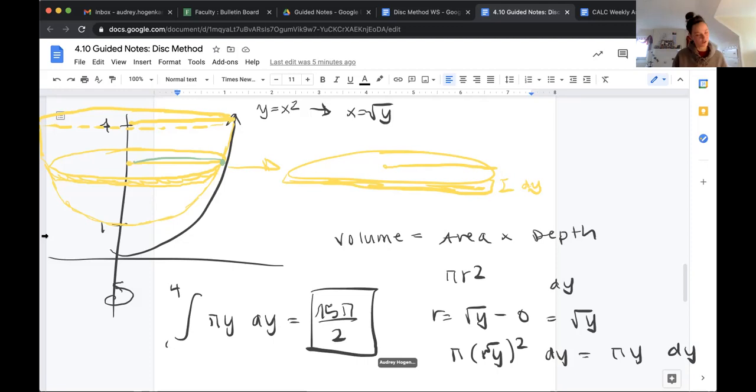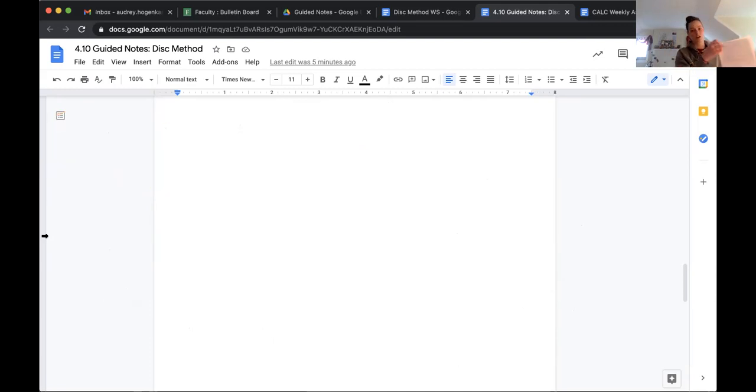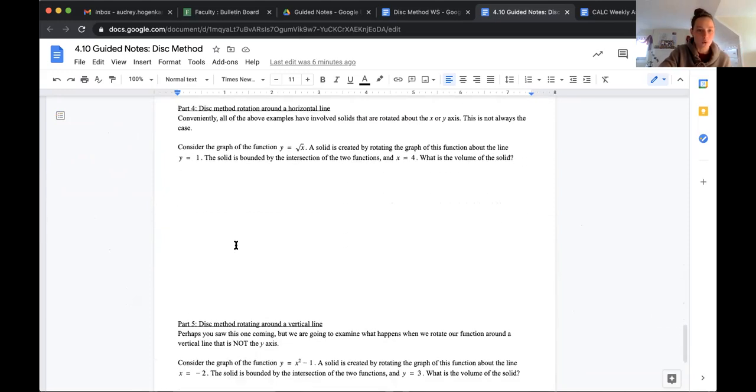Okay, so this is much the same as the disk method when we rotate around the x, but perhaps a little bit harder to see in terms of the image. It's pretty much exactly the same, except you have to remember to convert your function to be in terms of y. All right, part 4, disk method rotation around a horizontal line.